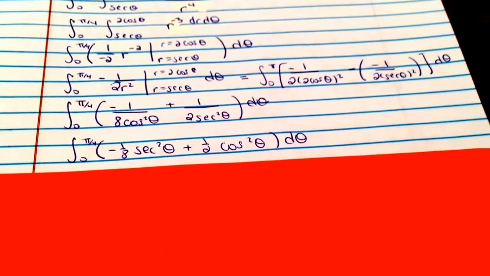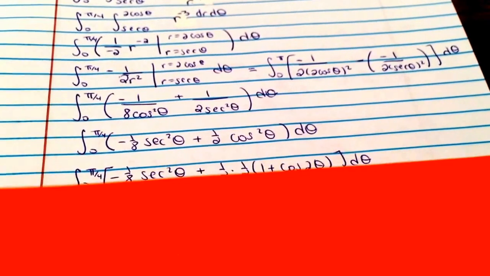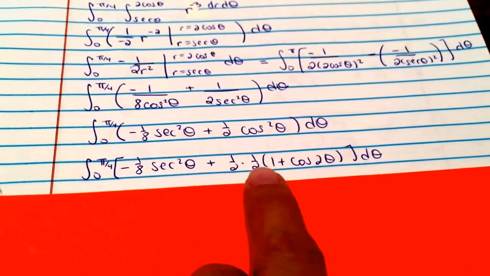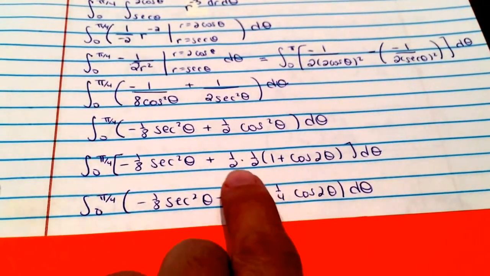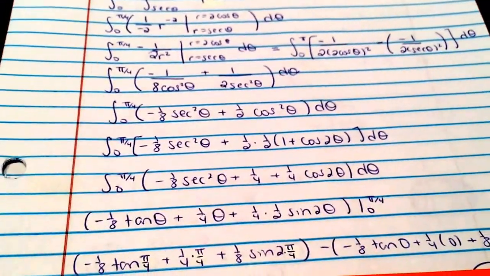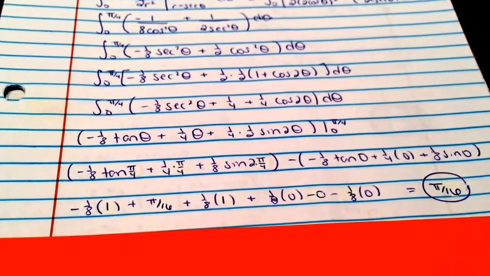Do not write 1/3 cosine cubed. Please do not write that. All right, so you're going to use that trig identity. Cosine squared is this, and then I just multiplied the 1/2 times the 1/2 and then distributed it, and I got this. And then I integrate, plug in, pi over 16 is my final answer.